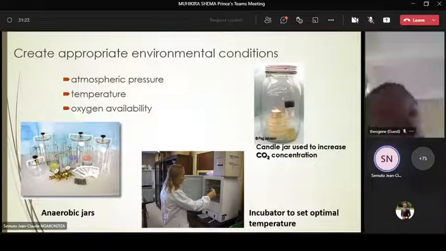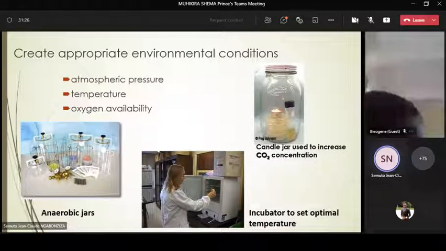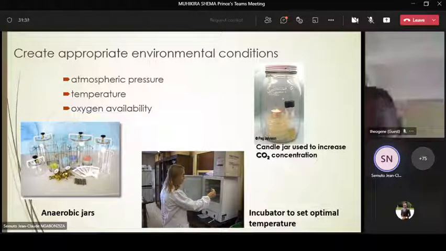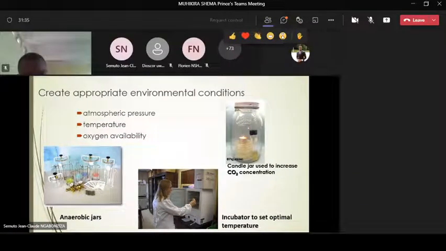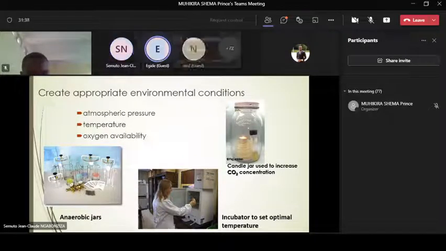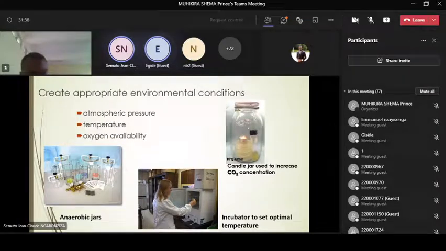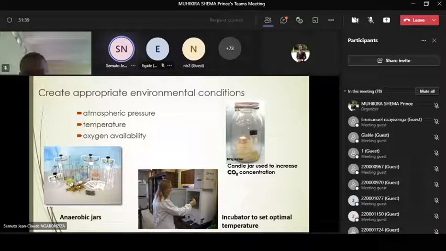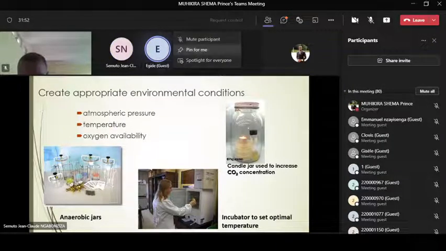Do you follow? So if I have a fire here within, and it is closed, so that the oxygen is not getting in, the oxygen being used will be reduced, and the proportion of the other gases, including CO2, will increase in this jar.